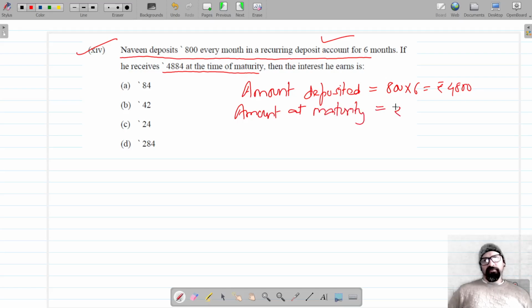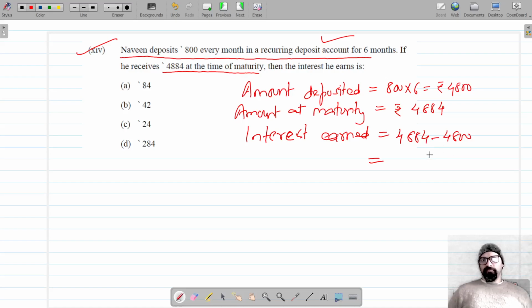So that means the difference is the interest given by the bank. So we can say that the interest earned is 4,884 minus 4,800. So this is 84 rupees. So 84 means A is the correct option here. So A is the correct option.